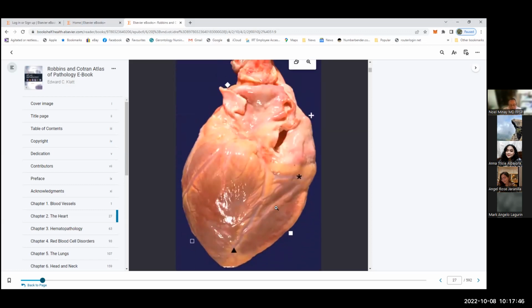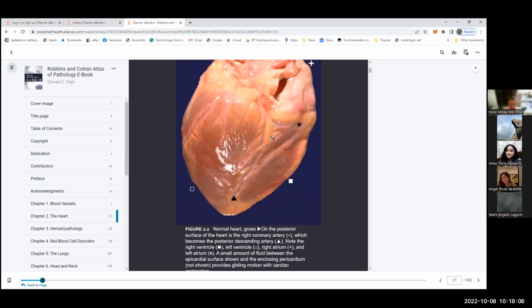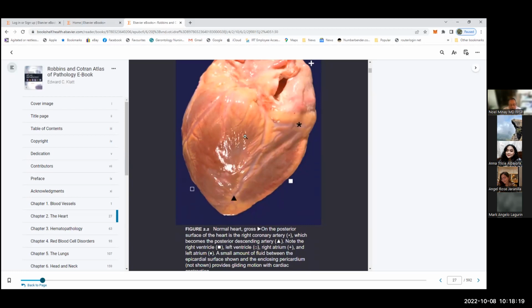So this is the back of the heart, posterior one. Ito yung mga blood vessels. Ito ang right ventricle. Tingnan natin kung anong sabi dyan sa right coronary artery. Dahil sa likod, nakatingin tayo sa likod. Papunta sa harap. Tingnan natin ito isa. Posterior descending artery. Ito yung apex. Ito yung right ventricle. Ito yung left ventricle. Okay? Still, the surface is smooth and glistening.